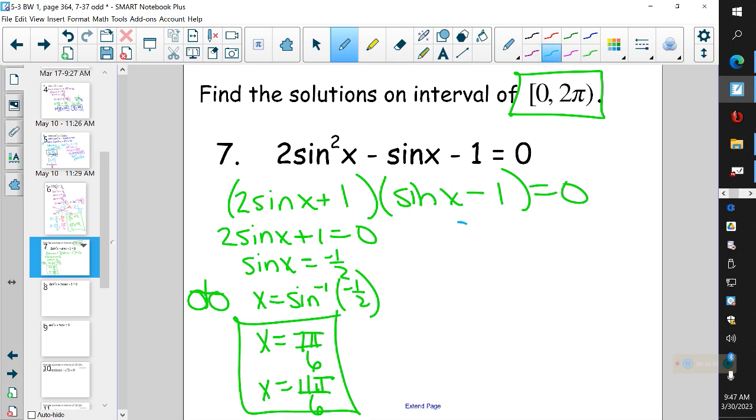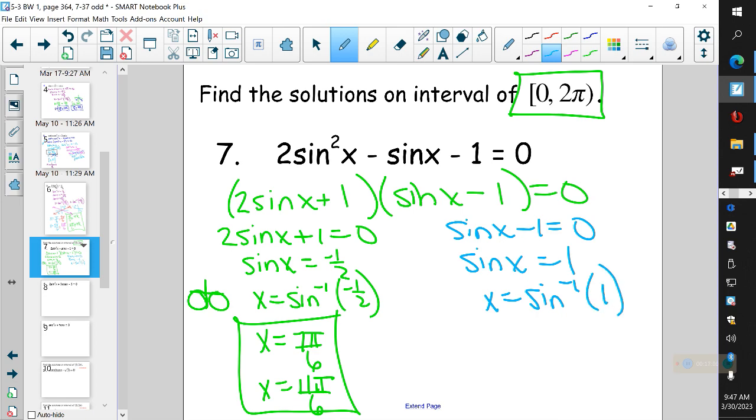So my second one, I have the sine of x minus 1 is equal to 0. So the sine of x is equal to 1. So x is equal to the sine inverse of 1. And where on your unit circle do you have a y value of 1? That y value being 1 is going to be at your pi over 2 angle, which is just going to be 90 degrees.